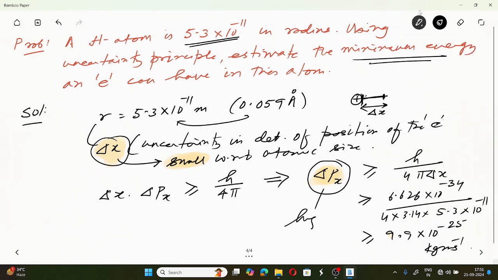So this is high, high with respect to what? It is high with respect to the momentum of the electron. High with respect to what? It is high with respect to the momentum of the electron. Why am I saying this?